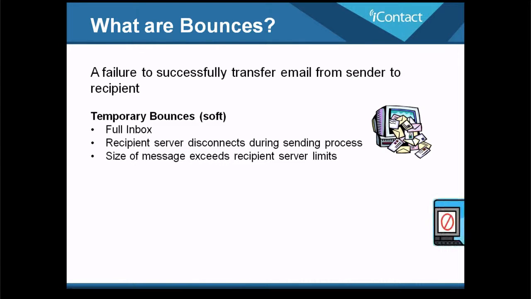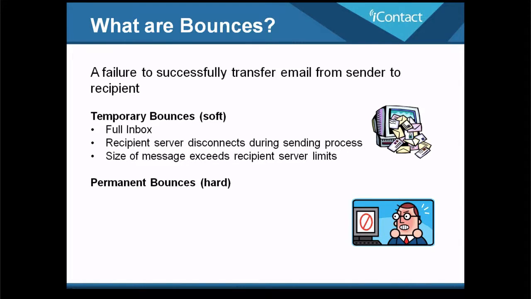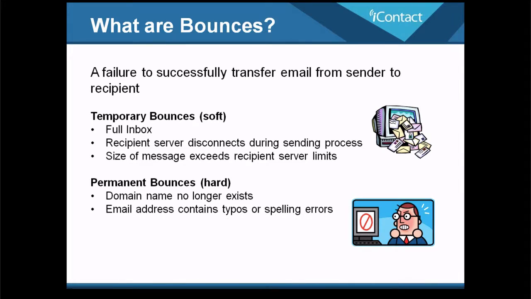The other type of bounce is a permanent bounce, also known as a hard bounce. This occurs when the recipient's email address is invalid. Some causes for a hard bounce include the domain name no longer exists. The email address may contain typos or spelling errors, or there could be a blacklisting of a domain.